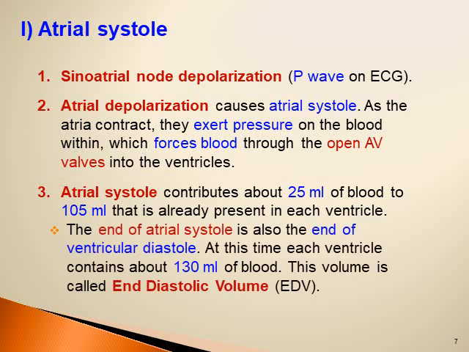The end of atrial systole is also the end of ventricular diastole. At this time, each ventricle contains about 130 ml of blood, and this volume is called end diastolic volume. It is the end diastolic volume inside the ventricle, and it is equal to 130 ml on average in an adult human.